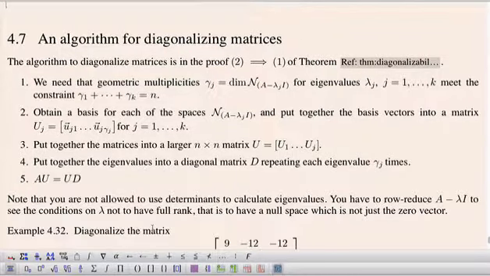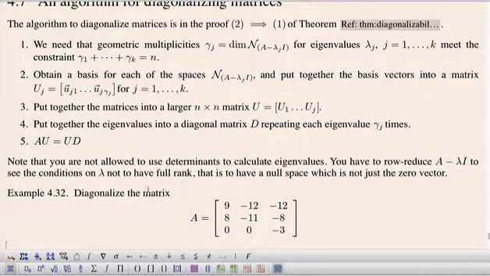Let me mention that still you are not allowed to use determinants to calculate eigenvalues, and also for larger matrices we can't even do that. We have to do row reduction of A minus lambda I, and we have to check the condition on lambda so that this A minus lambda I matrix doesn't have full rank. It has to have a rank less than n so that the null space is not the trivial zero vector.